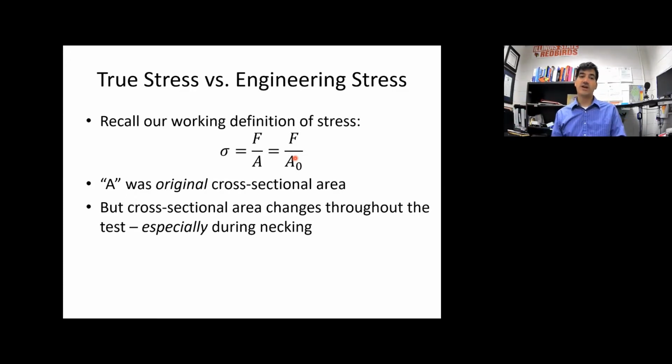So if you really wanted to calculate true stress, then what you'd have to do is stop the test frequently and measure the diameter and then calculate the cross-sectional area in order to get the true stress. So I want you to know that true stress uses the true or real time-varying cross-sectional area as we're going through this test. Engineering stress does not. Engineering stress just uses the original cross-sectional area of the part.